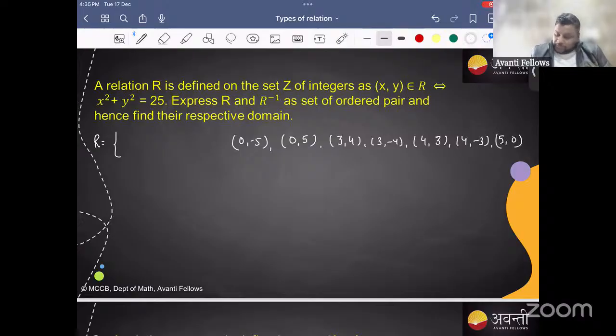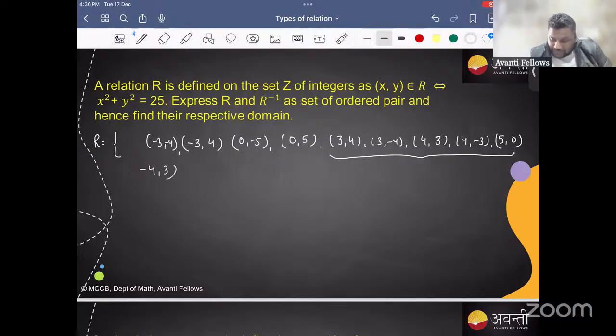And see, from all of them, there will be values of x as negative also. So the value of x is minus 3, then the value of y is 4. The value of x is minus 3, the value of y is minus 4. The value of x is minus 4, the value of y is 3. The value of x is minus 4, the value of y is minus 3. And the value of x is minus 5, then the value of y is going to be 0. This is the complete relation now.